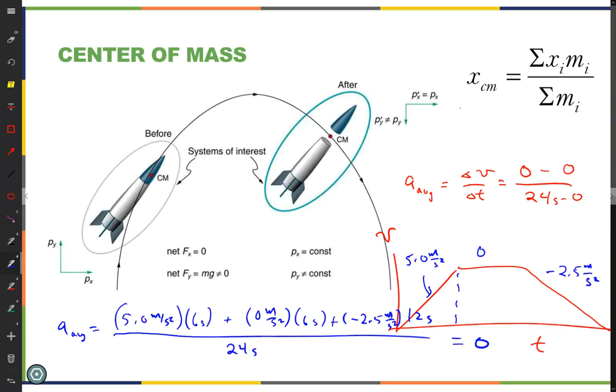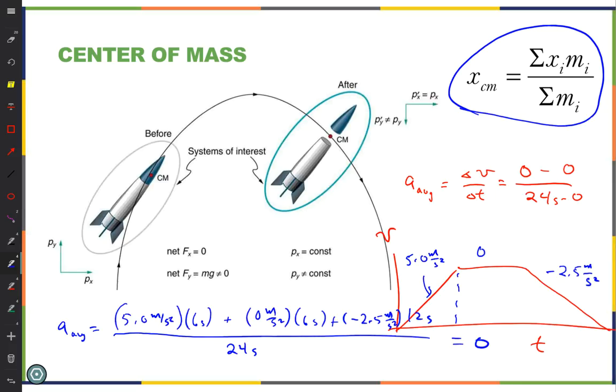Now coming back to this, you're taking the weighted average of position using the mass as your weighting factor. So you're saying I have this much mass in this location, plus this much mass in this location, plus this much mass in this location. You add all of those up and then divide by the total mass, and it tells you the average position of the mass.